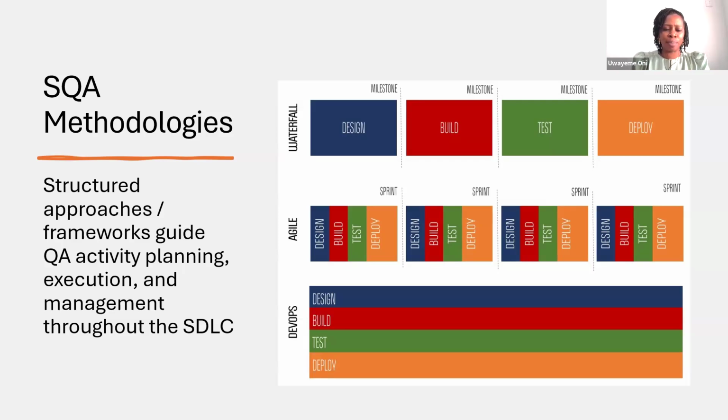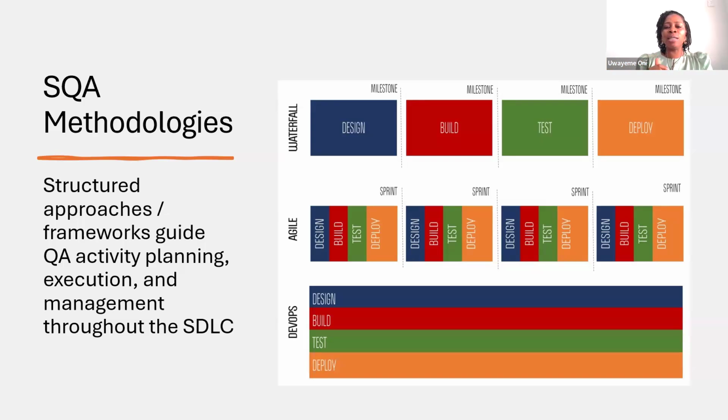So looking at software quality assurance methodologies, there's the waterfall. They are really just approaches, frameworks on how the software is built. I would go into the software development lifecycle. We're going a bit technical, but still in simple terms. Some of the methodologies are waterfall, agile, and DevOps.